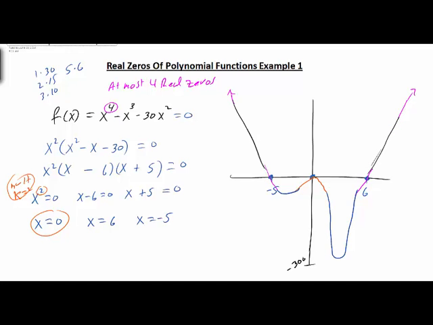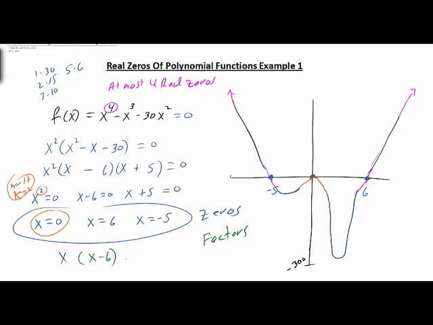So here we have our zeros, 0, 6, and negative 5. And just as a reference, what are going to be our factors? Well, the factors would simply be x, x minus 6, and x plus 5. And again, because we had this repeated, you could think of this as x squared, x minus 6, and x plus 5.